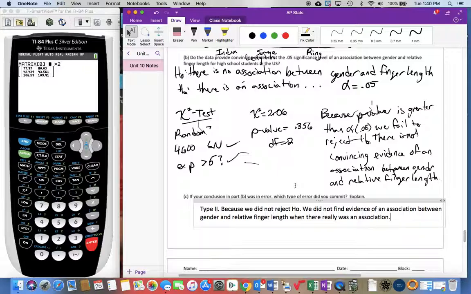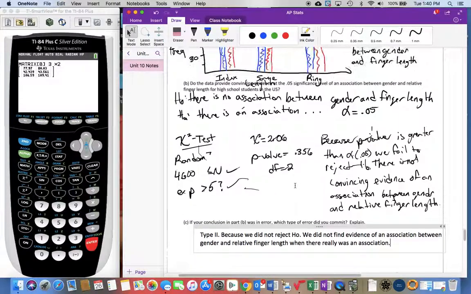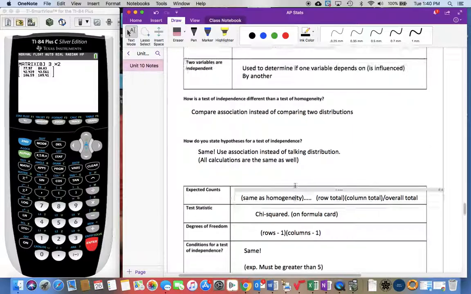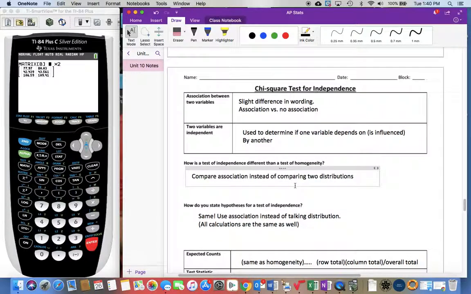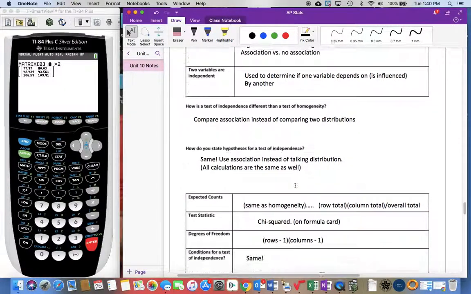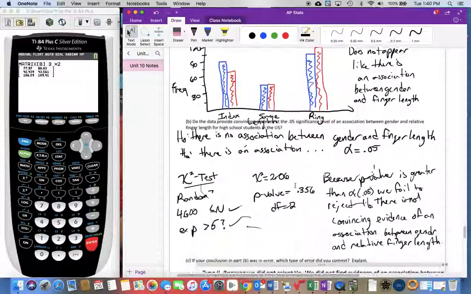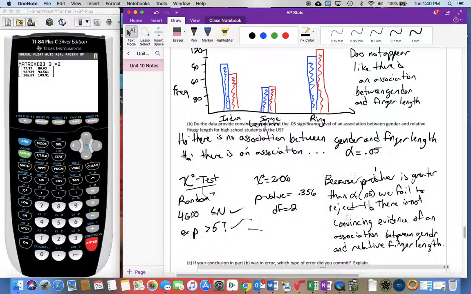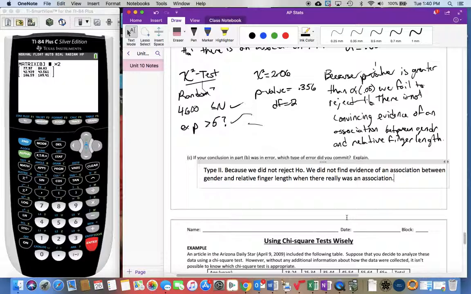Okay. Guys, that wraps up our notes for chi-square tests for independence. As you can see, really the only difference is in the wording of the null and alternative hypothesis, as well as what you look at in the conclusion. Everything else is exactly the same as what you would have done before. So that'll wrap up this part of the notes.